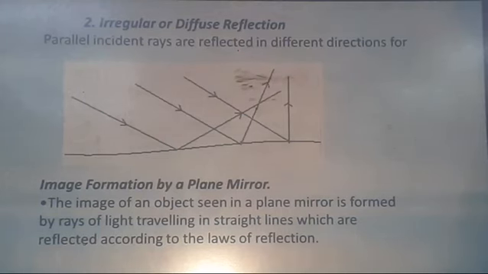The image formation by a plane mirror. How is the image formed in a plane mirror? That's our main concern. The image of an object seen in a plane mirror is formed by rays of light traveling in a straight line, which are reflected according to the law of reflection. Remember the law of reflection? The angle of incidence is equal to the angle of reflection. Another one is that the normal ray, incident ray and the reflected ray lie on the same plane.